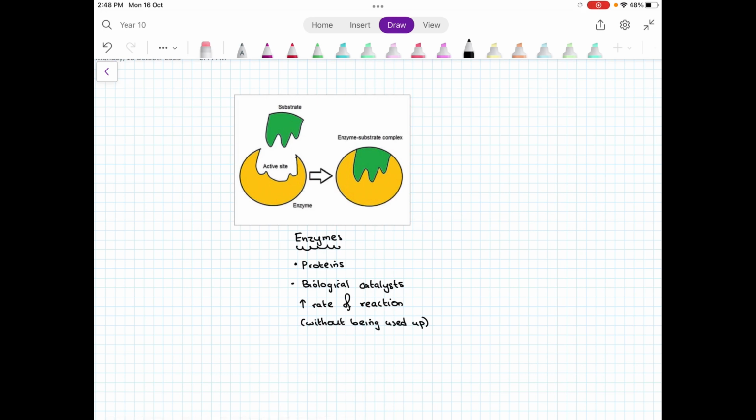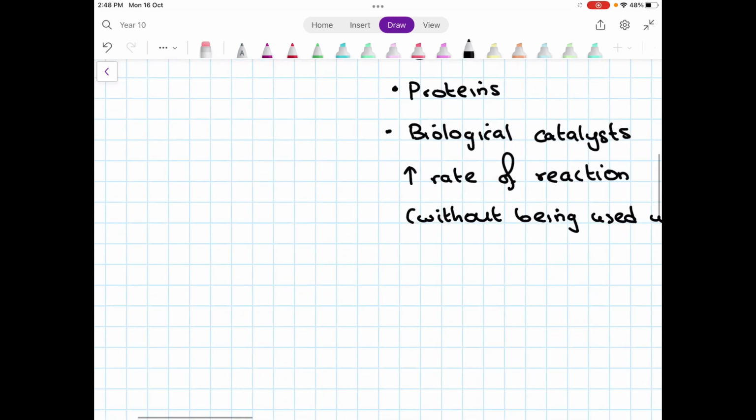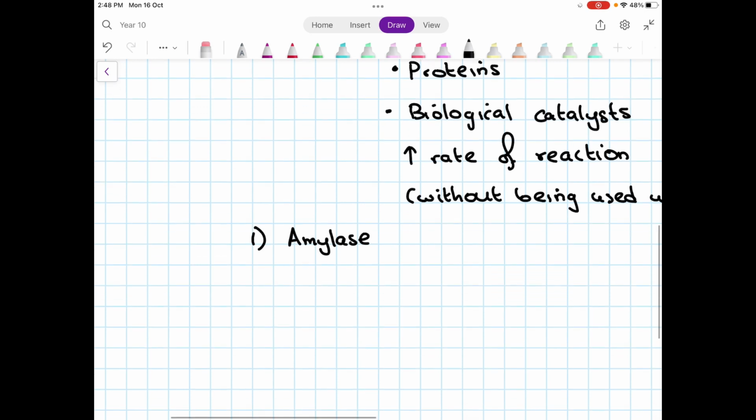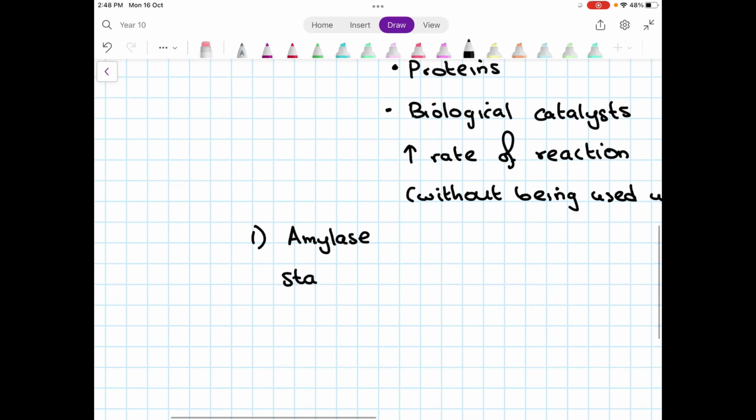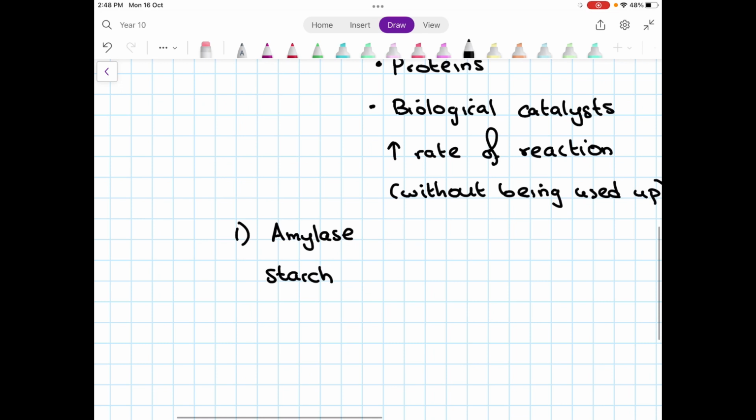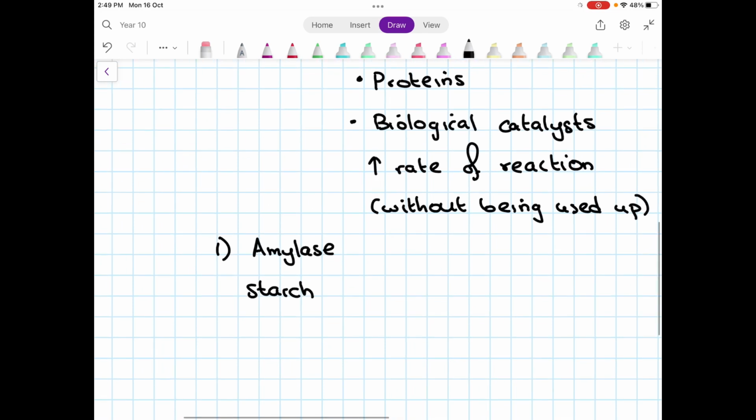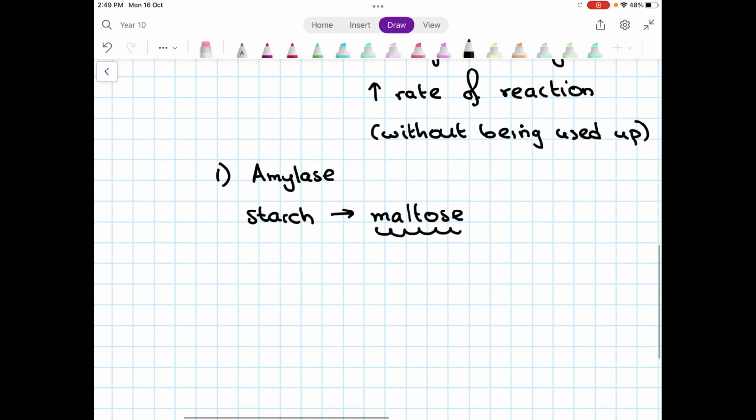So let's take a look at different examples of enzymes. First, we have amylase. And the substrate that amylase acts upon is starch. What amylase does is it breaks starch down into maltose, which is a type of sugar.